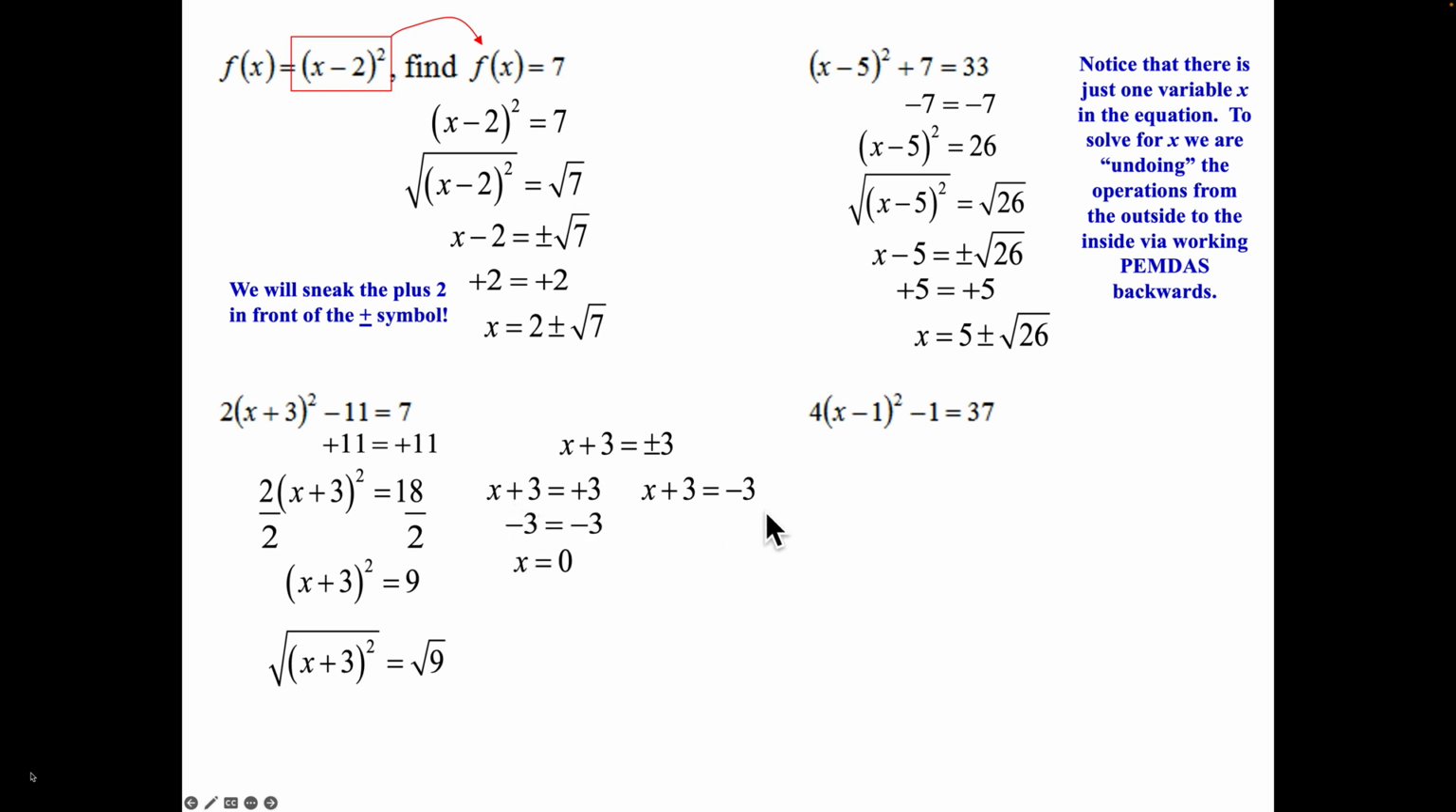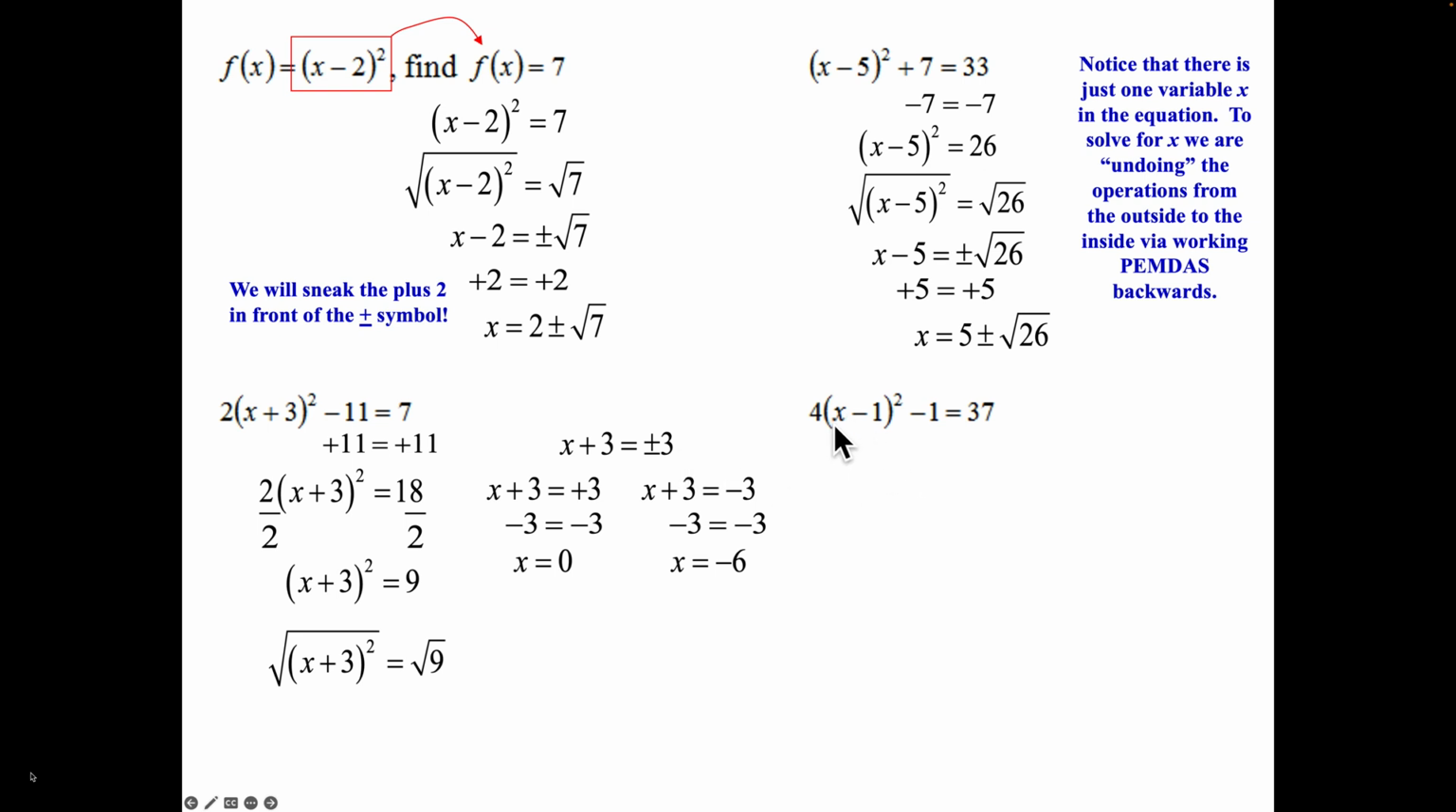So we'll write two equations, one positive, one negative for the answer. Subtract over the 3's. We get a 0 and a negative 6, and there's my two answers. x equals 0, comma, negative 6. We do not leave the answer as negative 3 plus or minus 3. They will not accept that. You can simplify those to specific values.